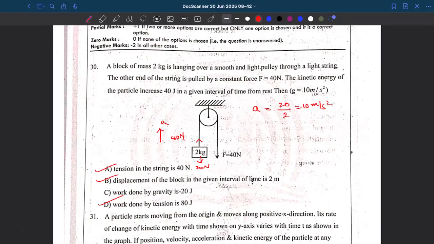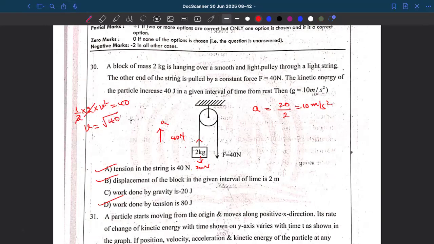Displacement in the given interval of time. Particle, okay, here, 1 minute. When will the kinetic energy become 40? V is equal to root 40.